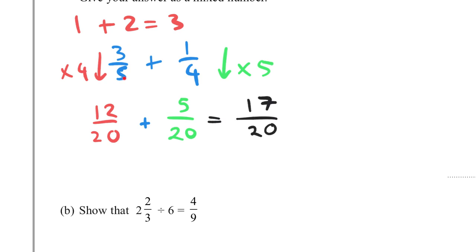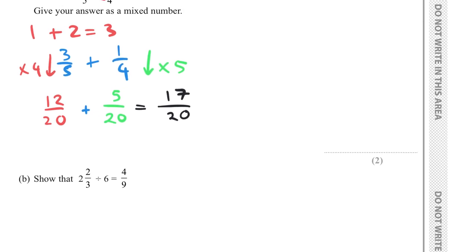Alright, so you just times both of them by 4 to get these, times both of them by 5 to get these, add up the top numbers, the bottom numbers don't change, so 17/20. So your answer, oh, this was so easy in the end. 3 wholes, don't forget the wholes, 3 wholes and 17/20.